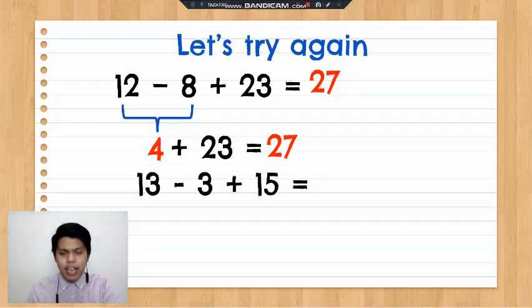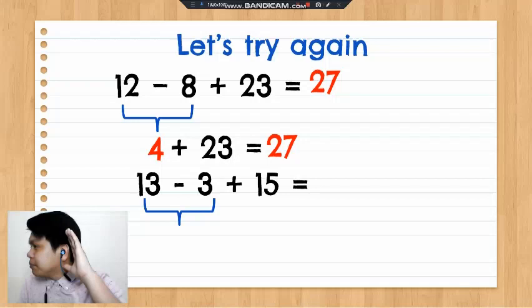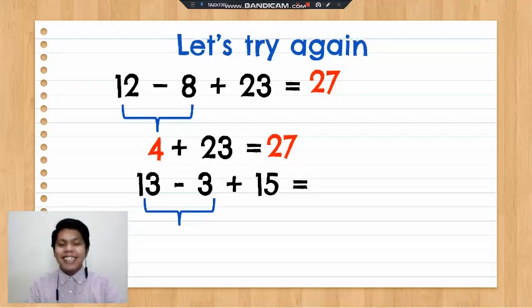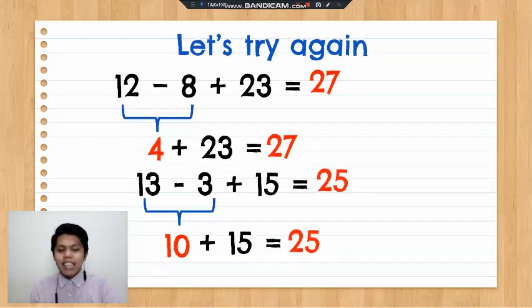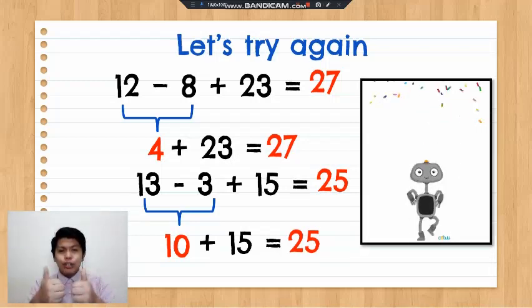Let's try one more time. 13 minus 3 plus 15. Again, start off with the operation in the left. 13 minus 3. 13 minus 3 is equal to, well done, that is 10. Now add it with 15 and you will get 25. That is our final answer. Well done. You did it.